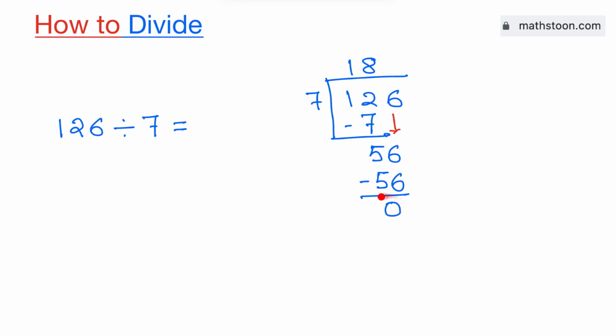As we have got the number 0 and there is no number to bring down here, so we will stop. Therefore, 126 divided by 7 is equal to 18. And this is our final answer.